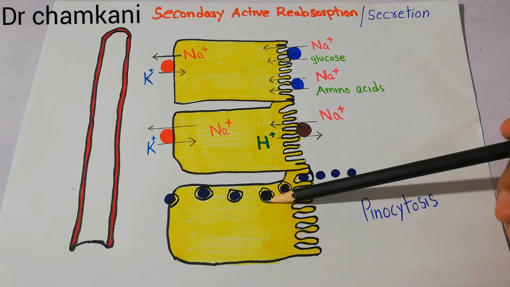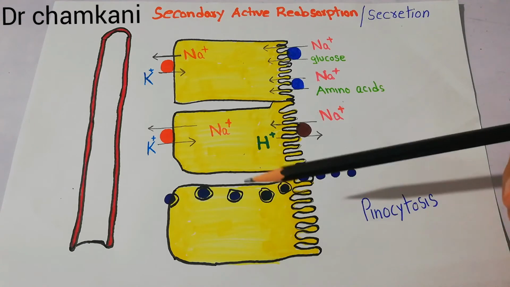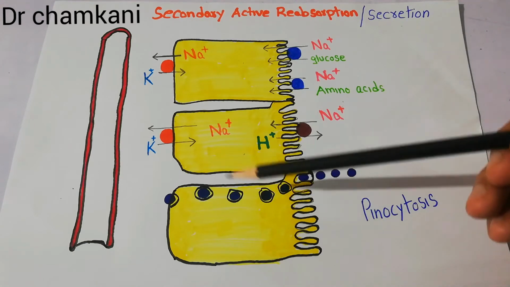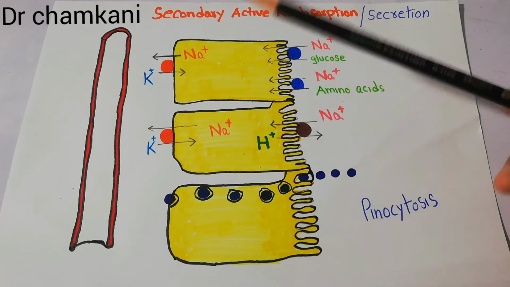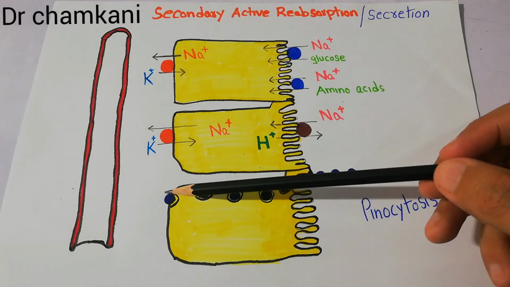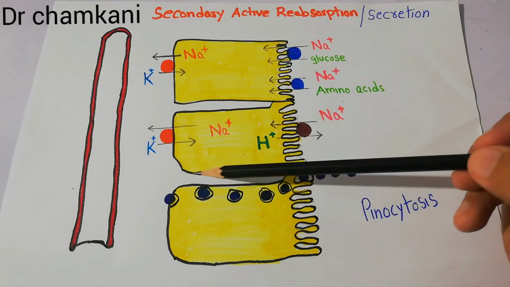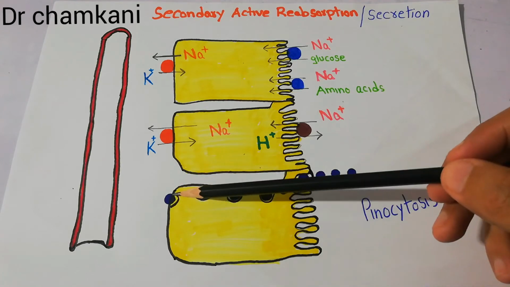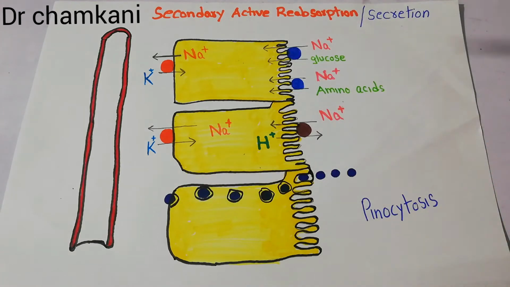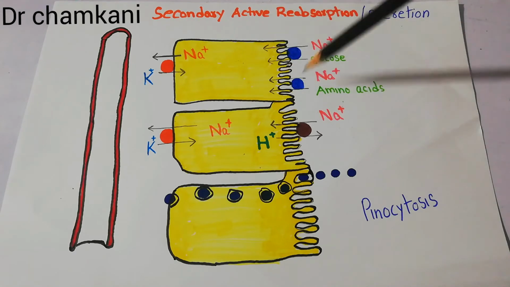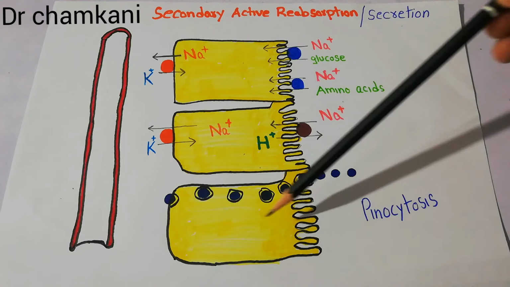A lot of enzymes start acting on the proteins and convert those proteins into their amino acids. Those amino acids are then secreted along the basolateral membranes. So pinocytosis is also an active process, and it is also a reabsorption process, but this is used for larger molecules like proteins, which cannot follow the carrier proteins for entry into the cells.